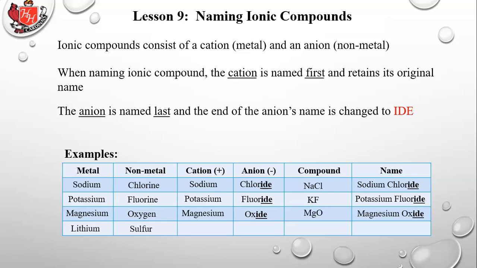Lithium and sulfur. Lithium retains its name. The nonmetal sulfur becomes sulfide. It becomes an anion. So it's Li2S. You need two lithiums at +1 to match up with the sulfide at 2-. And so that's lithium sulfide.